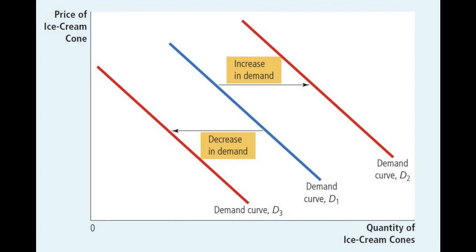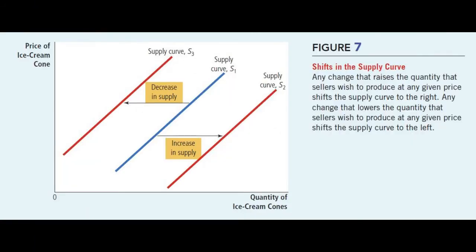And real quick, a couple things that can shift supply. Probably most significant, input prices and technology. So, if you're selling ice cream and it becomes more expensive to buy your sugar and your milk, you are not going to have a choice. You're going to have to pass those additional costs on to your consumer.